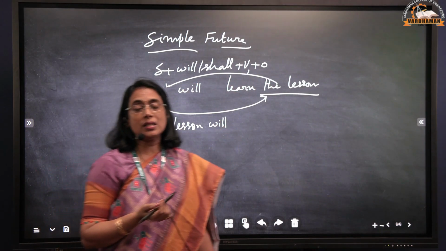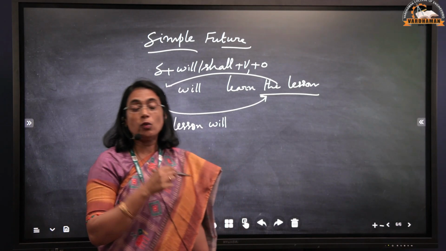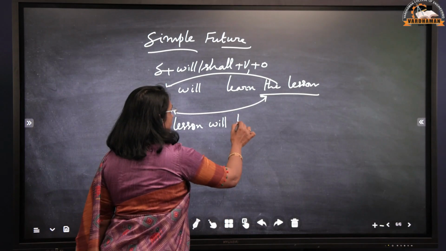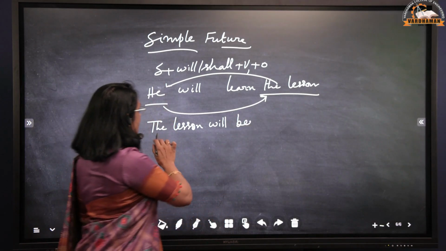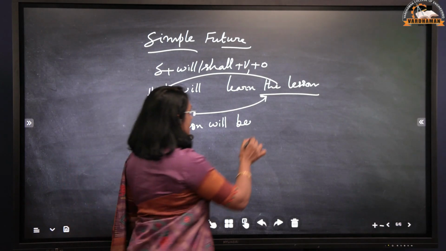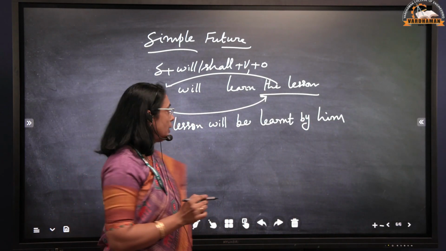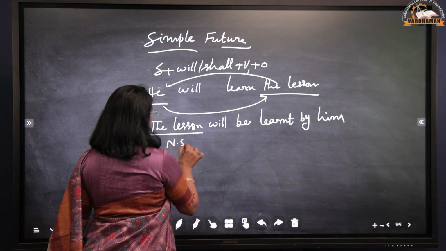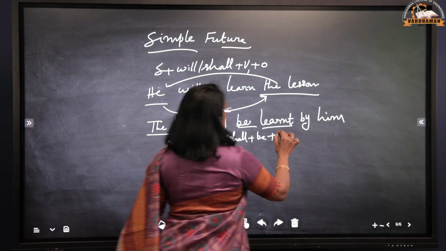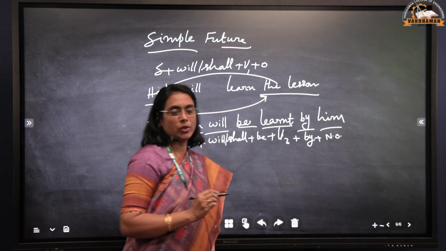So in future tense, if you use any modal auxiliaries with this structure, then if you want to convert that sentence into passive voice, we need to use be here. Be, the lesson will be. V3 form of learn is learnt by him. The lesson will be learnt by him. So this is new subject followed by will or shall plus be plus V3 form plus by plus new object.